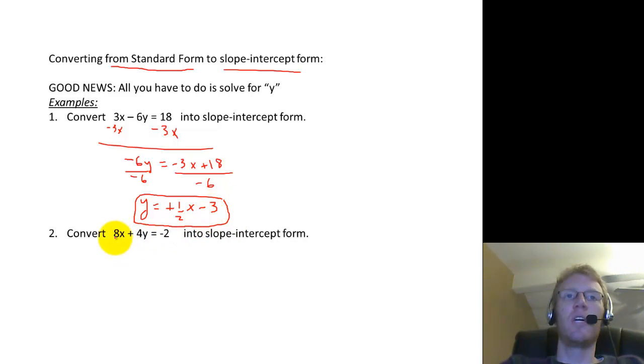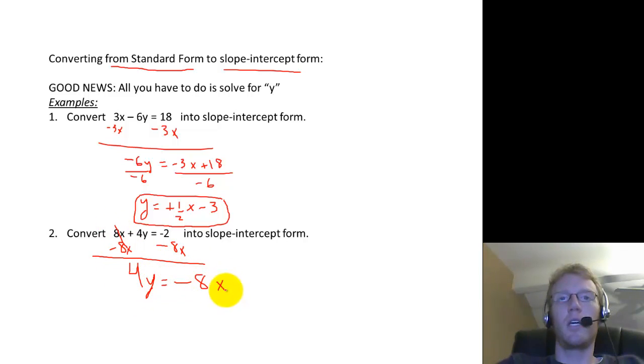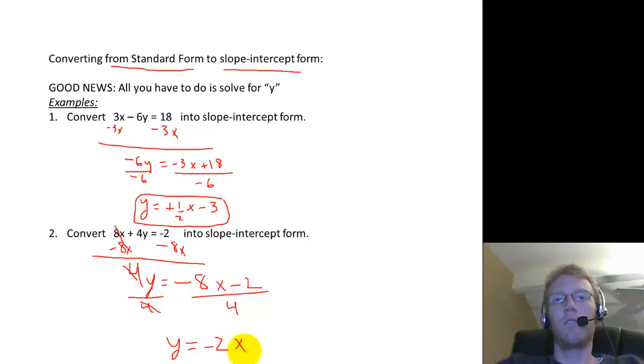Okay, here's a second example. 8x plus 4y equals negative 2. Subtract 8x from both sides. 4y equals negative 8x minus 2. Then divide both sides by 4. Again, you have to remember to divide the entire side by 4. Negative 8 over 4 is negative 2 with the x. And then minus 2 over 4 reduces to minus 1/2.